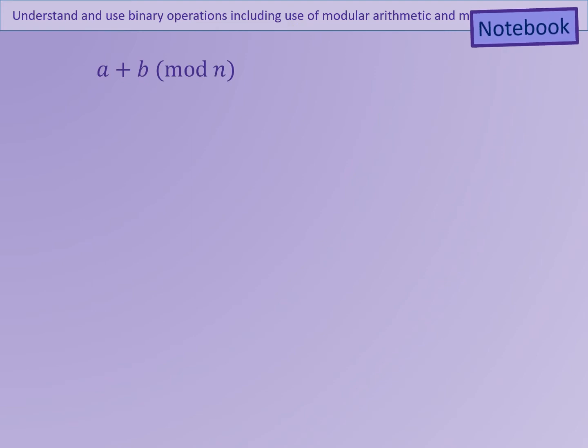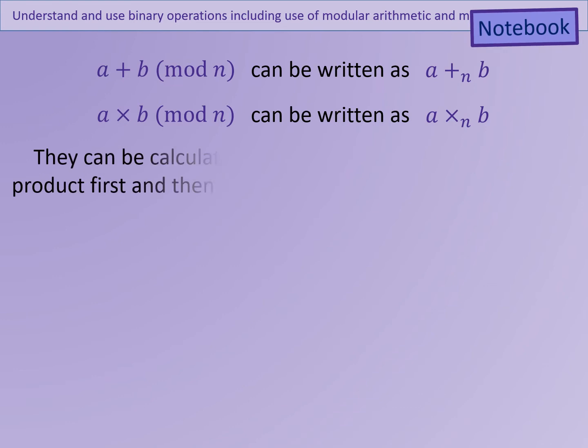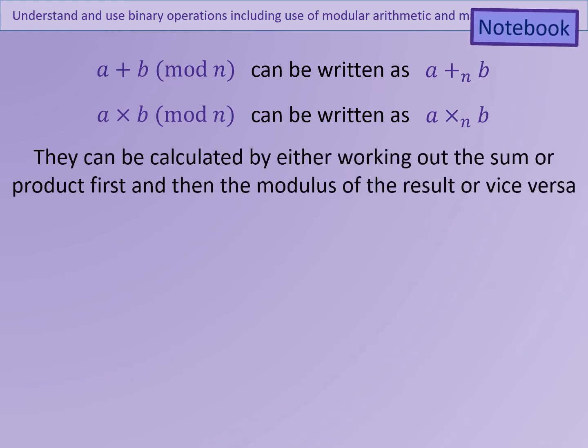So the notation for a plus b when working mod n is to write a plus with a subscript of n, b. And the notation for a multiplied by b mod n can be written as a, then a multiplication sign with a subscript of n, b. The reduction mod n can either be done before working out the sum or the product or after. It will give the same answer either way.